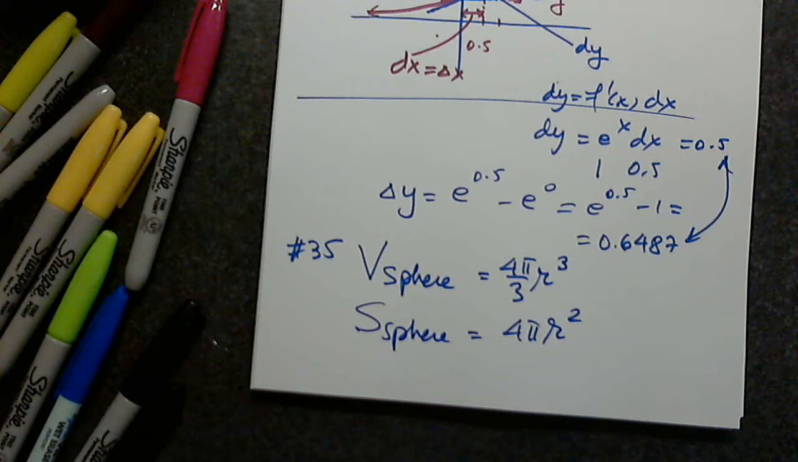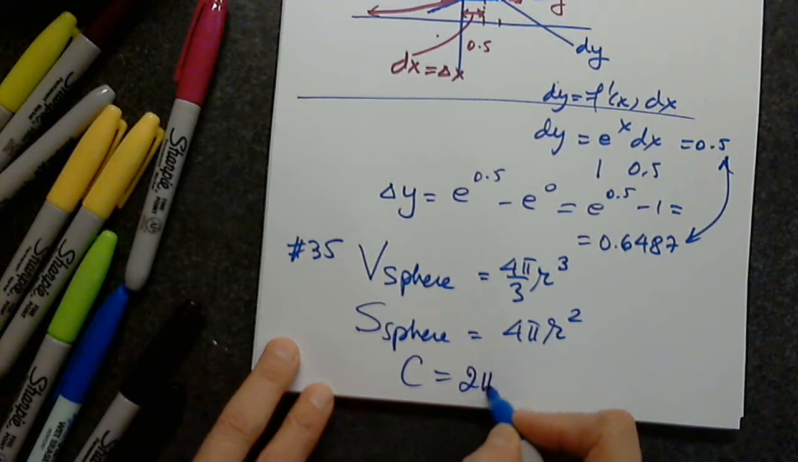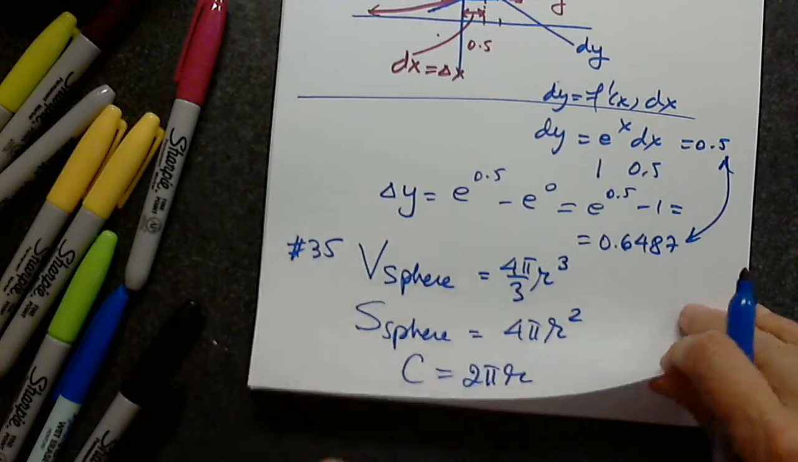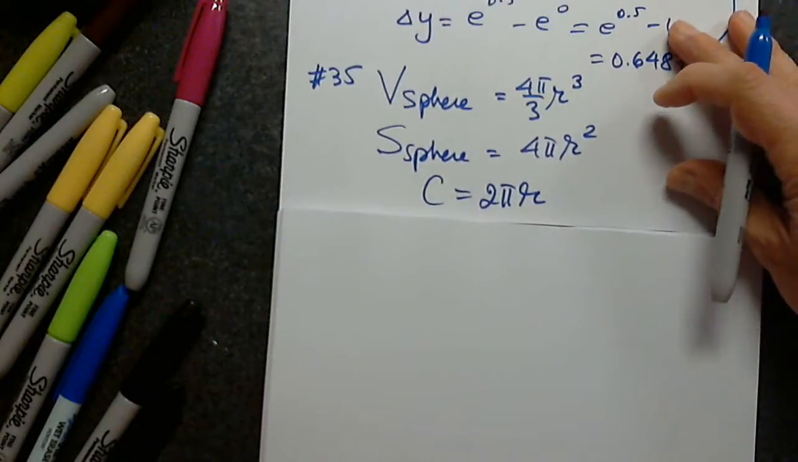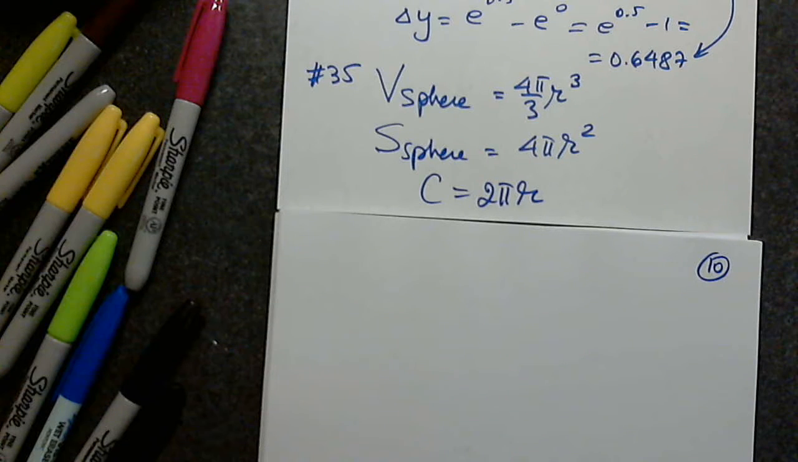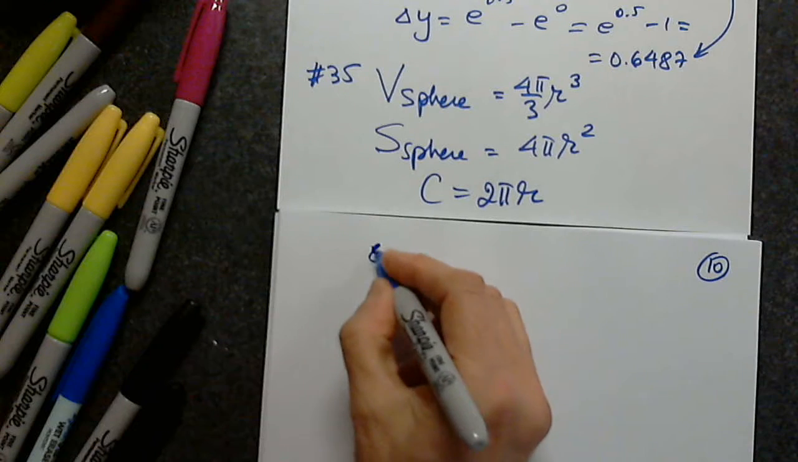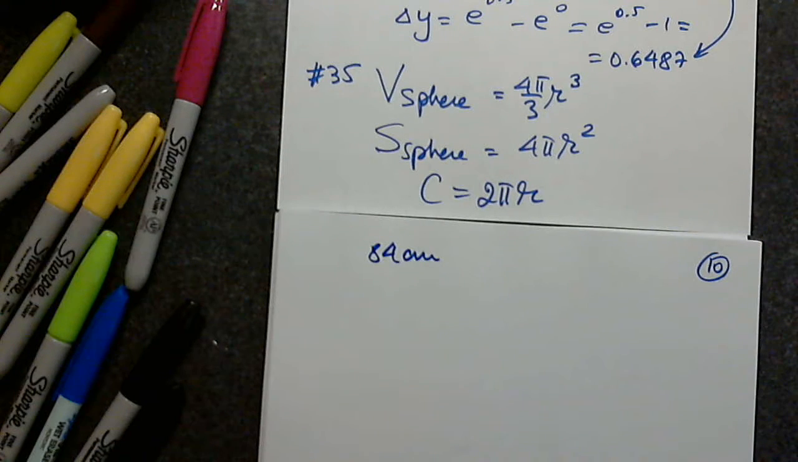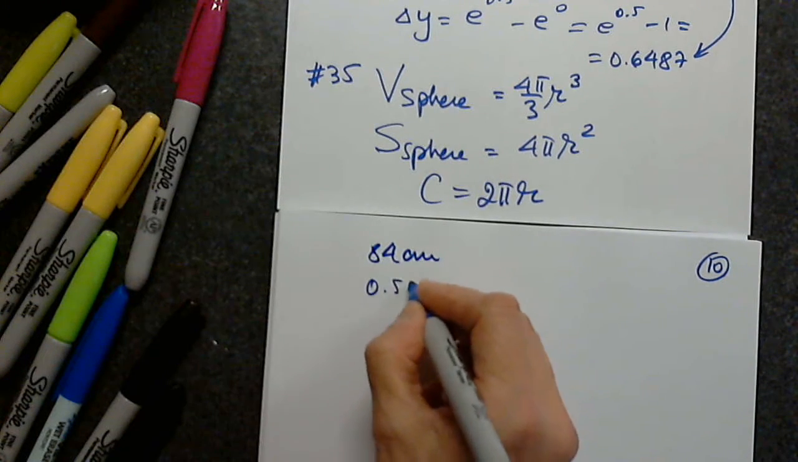So the volume is 4 pi over 3 r cubed, and the surface of the sphere is 4 pi r squared. So now we can read the problem one more time. The circumference of a sphere, C, which is 2 pi r, was measured to be 84 centimeters with a possible error of 0.5.